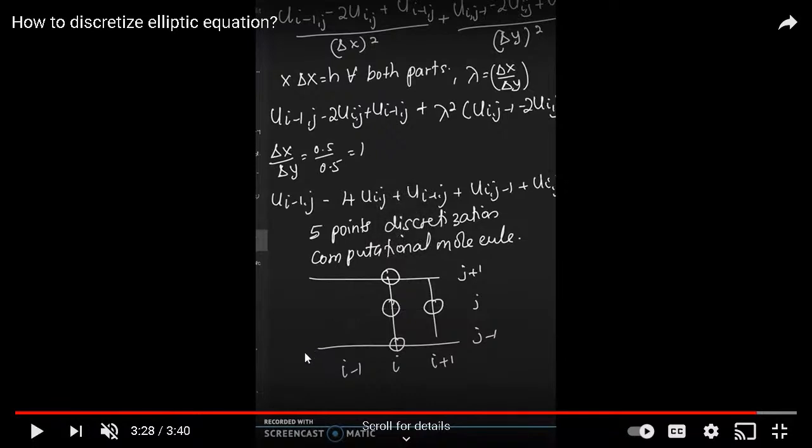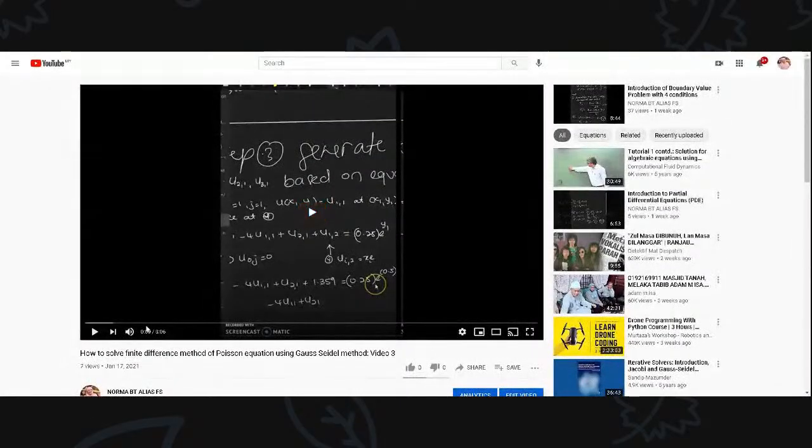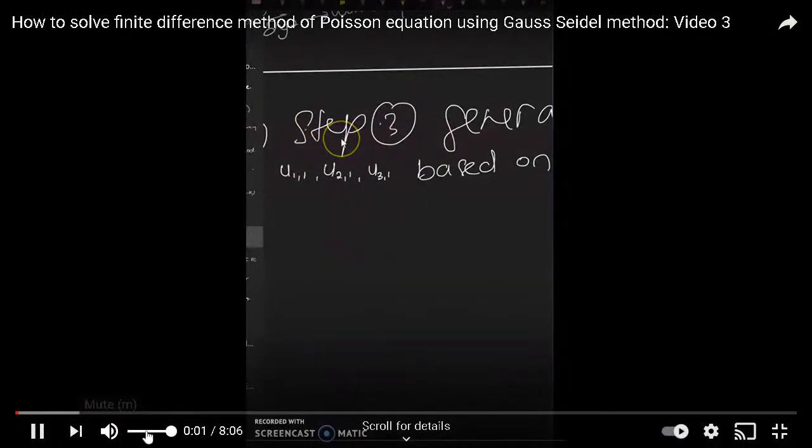Now the question here is, how to find the 3 points, U11, U22, and U33. So this is my question, right? How to do that? To do that, you need to generate one by one, when i equals 0, when i equals 1, when i equals 3. Same as what you did in the boundary value problem. Alright?